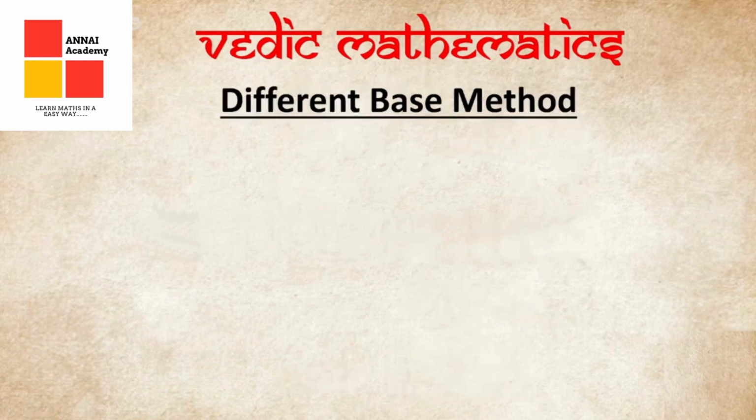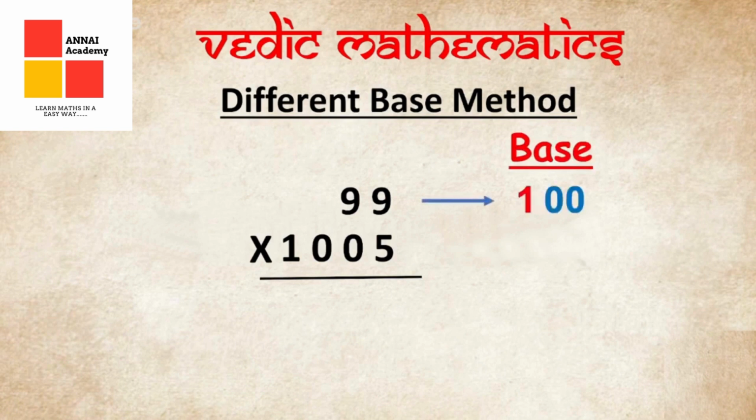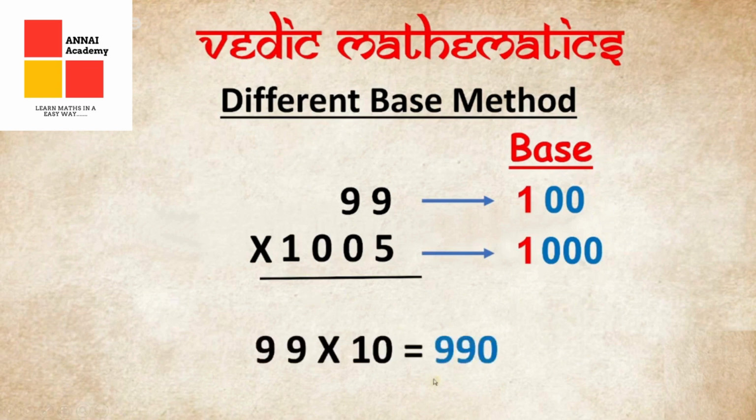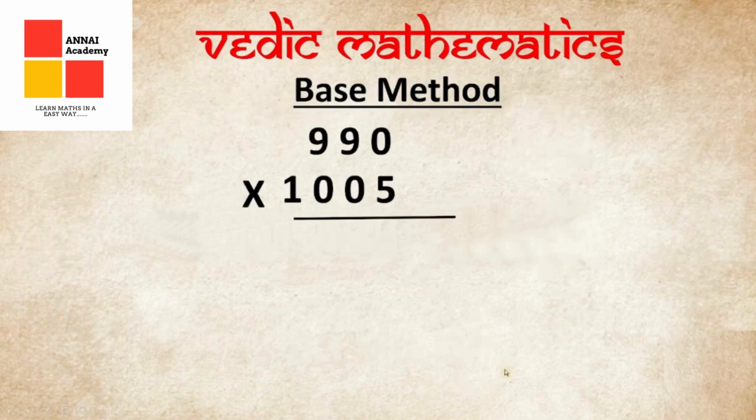Let's move ahead. First, let's take the base of both the numbers. We have taken the base of 1005 as 1000 because it is very close to 1000. If you see the difference in the base of both the numbers, there is a difference of 1 and 0. So we will multiply 99 by 10. We will get 990. Now we will multiply 990 by 1005.